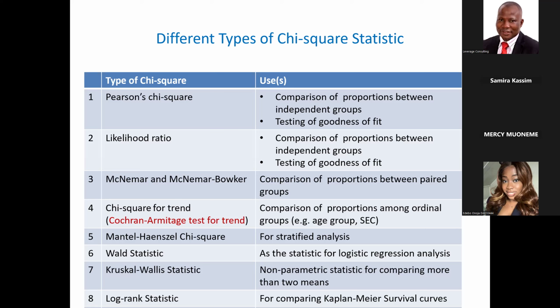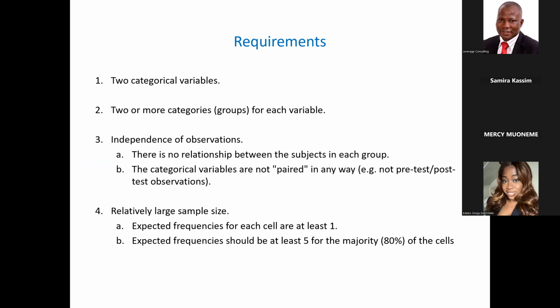Kruskal-Wallis is the non-parametric statistic for comparing more than two means. When you do ANOVA, the non-parametric counterpart is Kruskal-Wallis, and that is a form of chi-square. Log-rank statistics are for comparing Kaplan-Meier survival analysis. This was just for academic purposes; you don't have to bother yourself. We deal more with Pearson, goodness of fit, trend, and McNemar. All those other ones don't concern us.